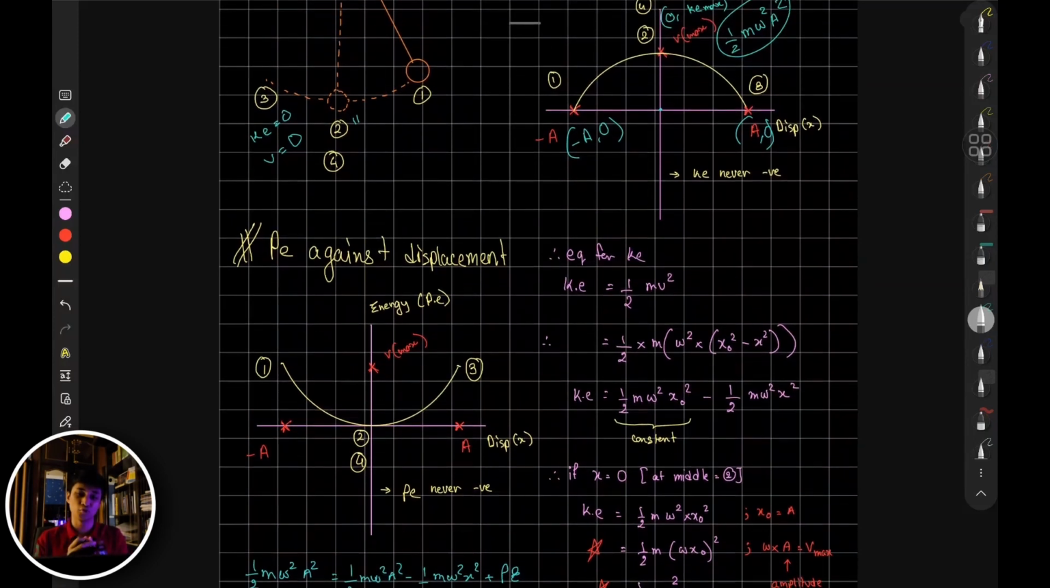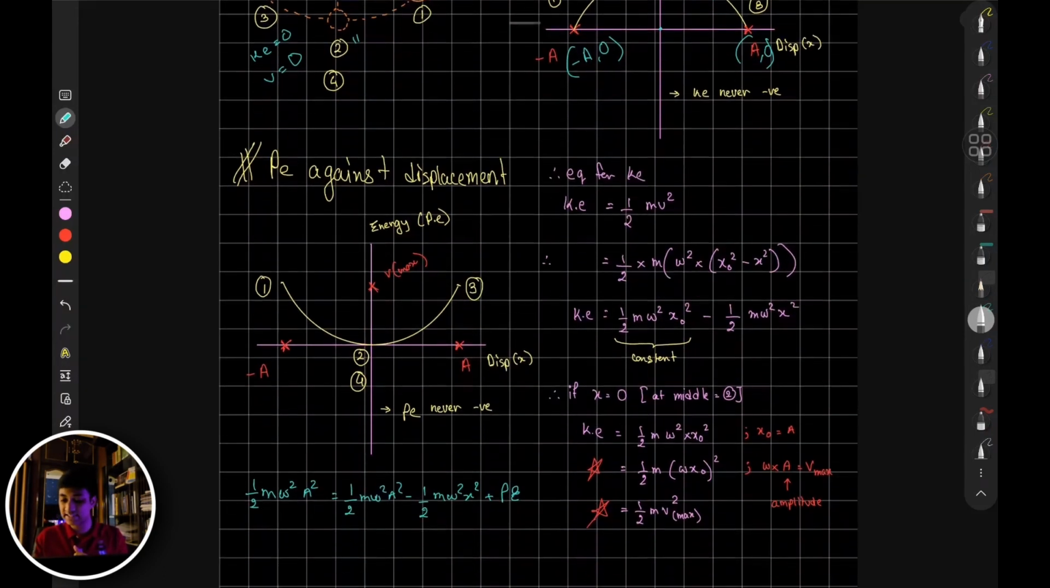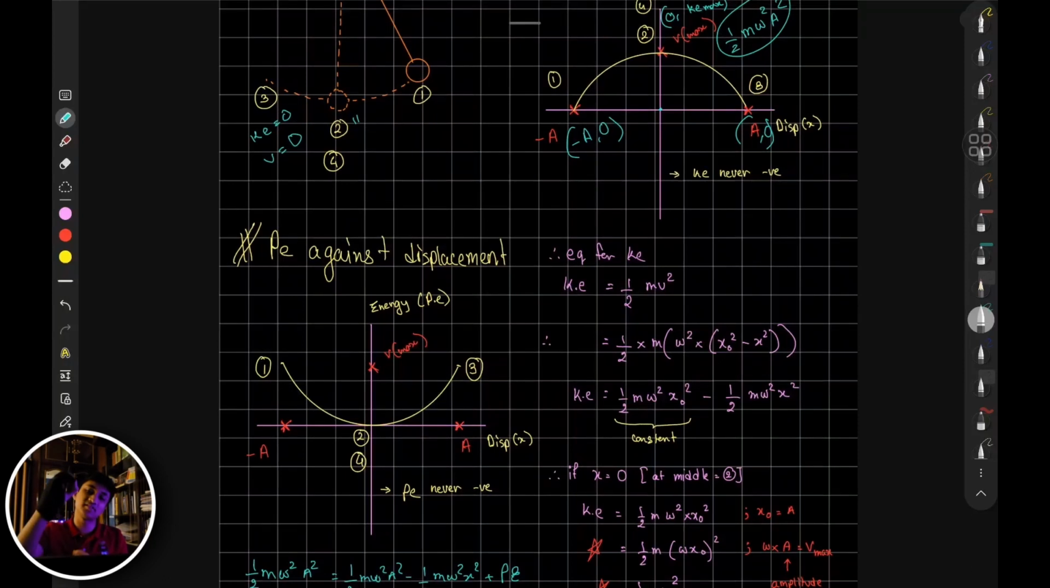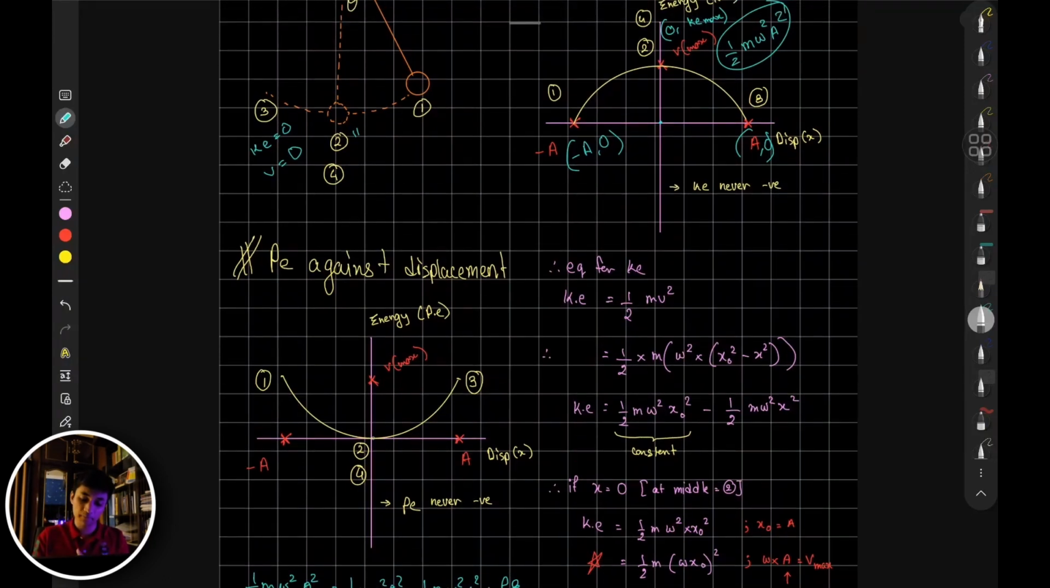Coming back to position 2, where the displaced height is 0, the total energy remains half m omega squared x naught squared, but the potential energy is 0. Therefore, we plot a point over here where the energy is 0 and the displacement is 0 as well. The potential energy is 0.